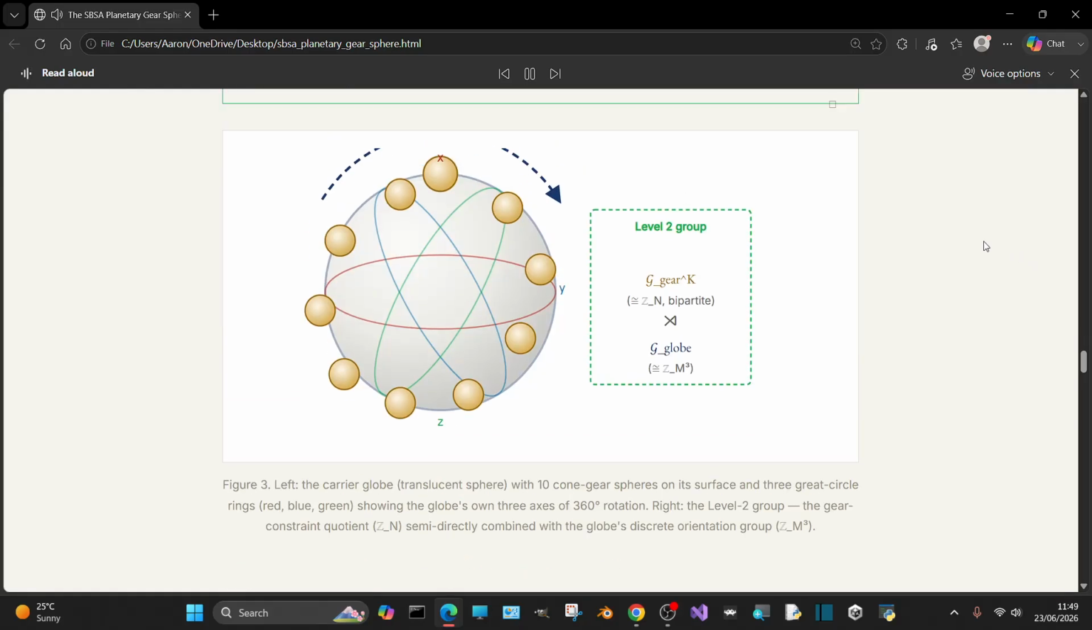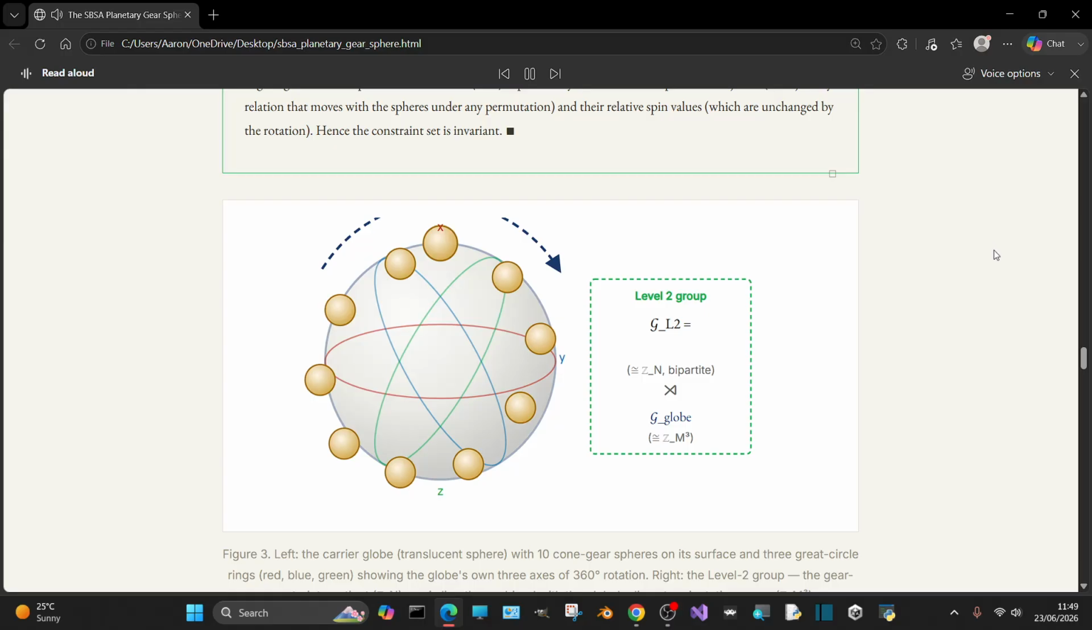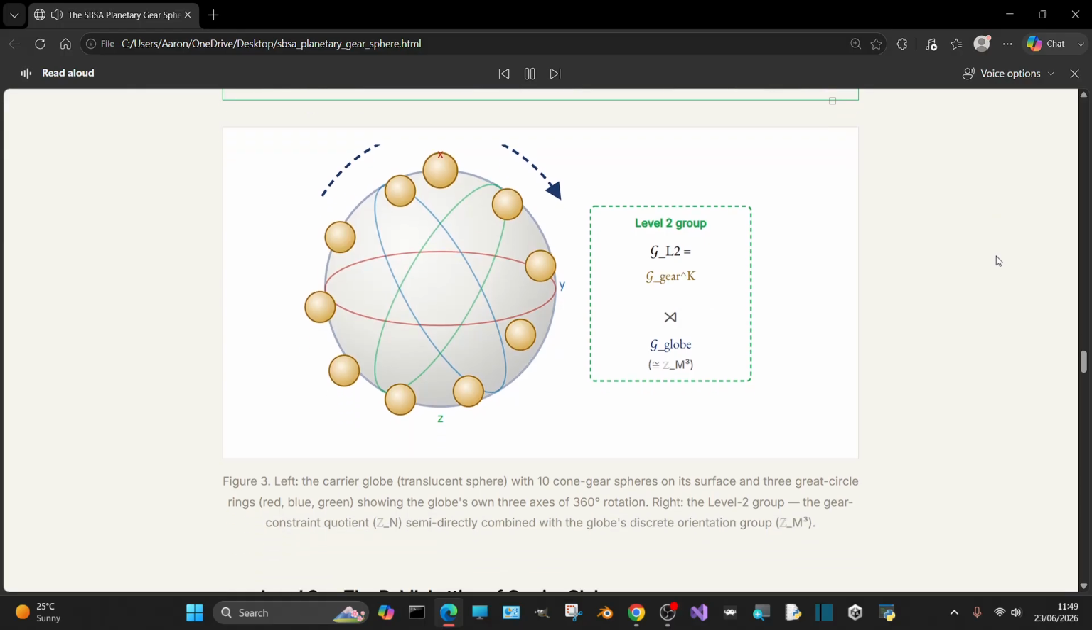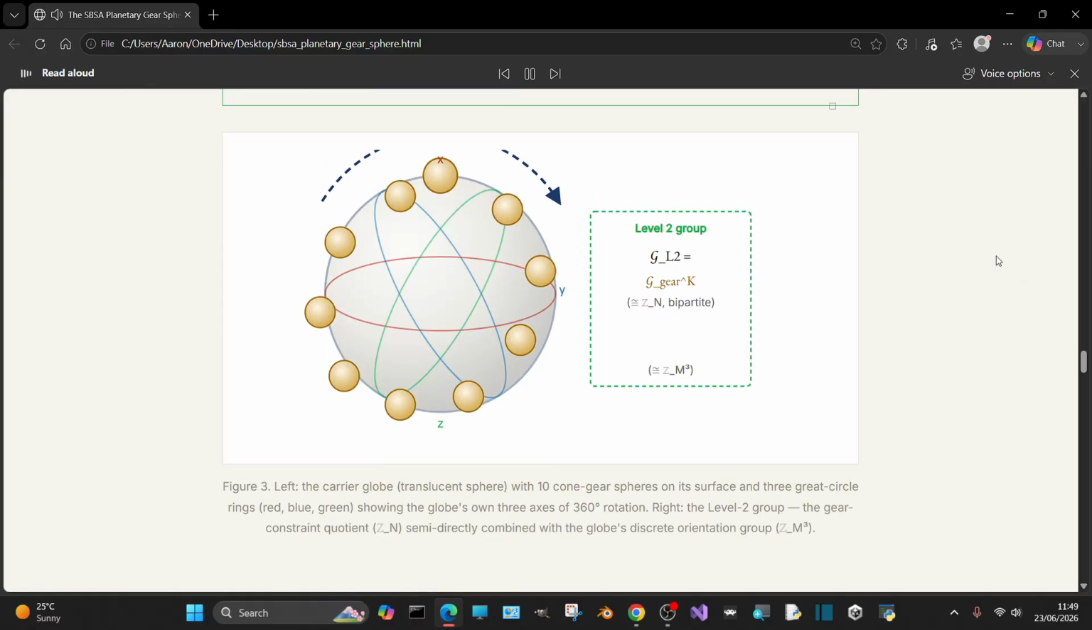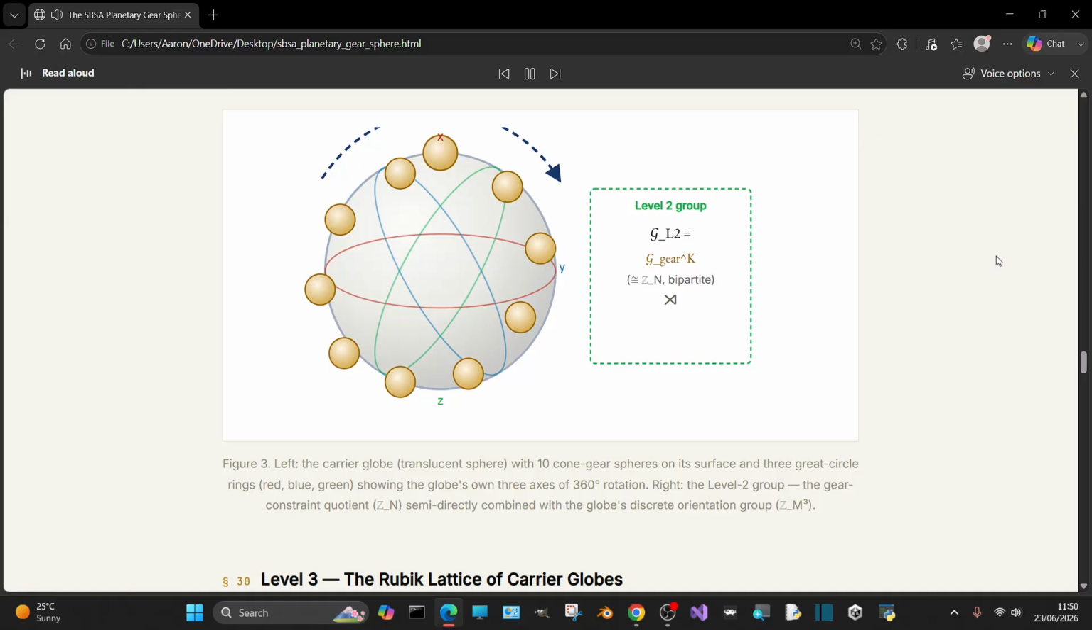Level 2 group L2 equals gear (k), approximately equal to n, bipartite, right semidirect product globe, approximately equal to m cubed. Figure 3. Left, the carrier globe, translucent sphere, with 10 cone gear spheres on its surface, and 3 great circle rings, red, blue, green, showing the globe's own 3 axes of 360 degrees rotation. Right, the level 2 group, the gear constraint quotient, n, semidirectly combined with the globe's discrete orientation group, m cubed.